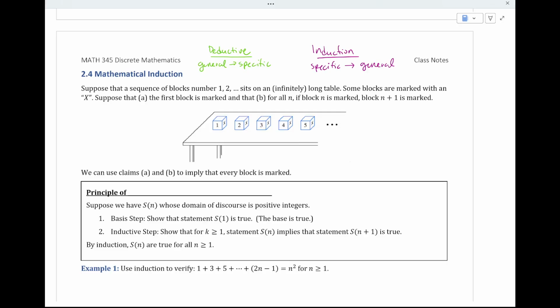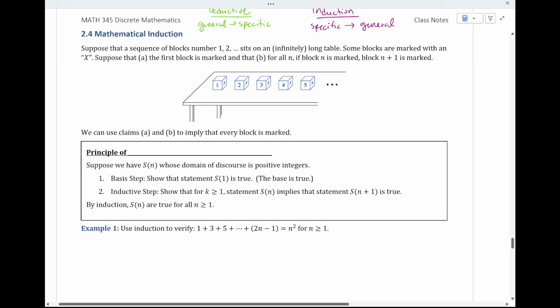So another example would be something along the lines of all the swans that I've ever seen are white. And I've seen over 100 different swans, so therefore all swans are white. So I'm taking these specific things or the specific pattern that I'm noticing, and I'm making a general rule about it. So today we're going to talk about mathematical induction.